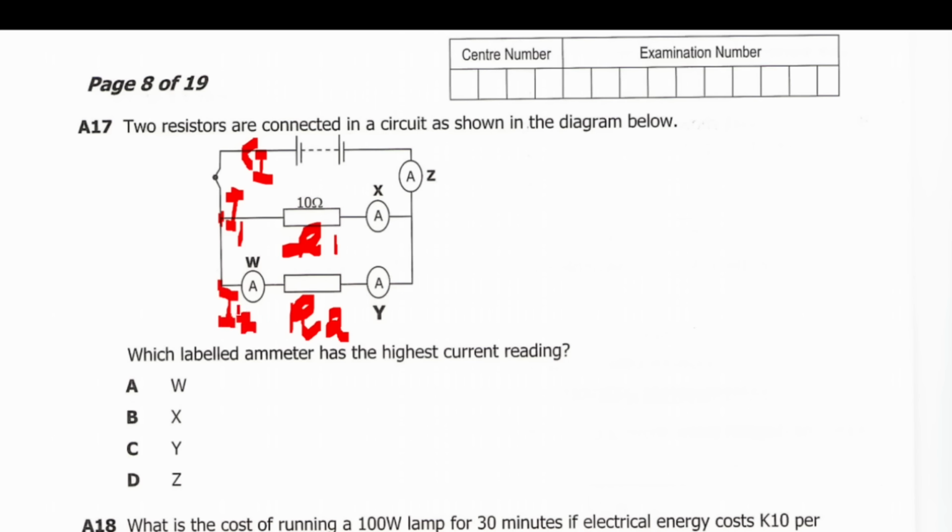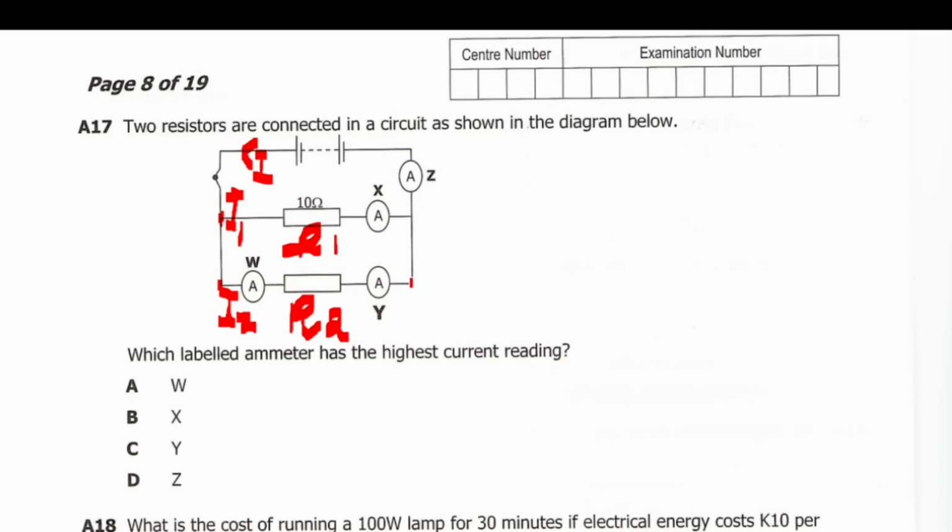Then the question says, which labeled ammeter has the highest current reading? So we have ammeter W, ammeter Y, ammeter X, and ammeter Z. Now, which one of these will have the highest current reading? What we should know is that ammeter W and ammeter Y are in series. So since they are in series, they read the same current. So current I2 passes through ammeter W, and it's the same current which passes through ammeter Y.